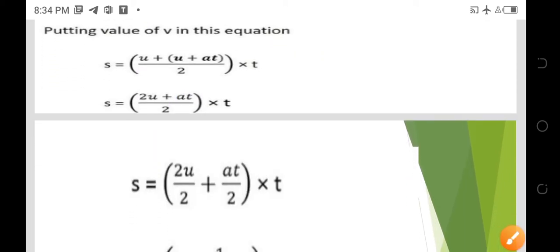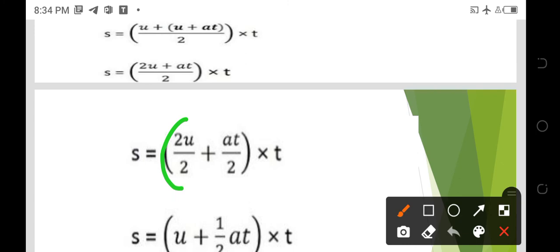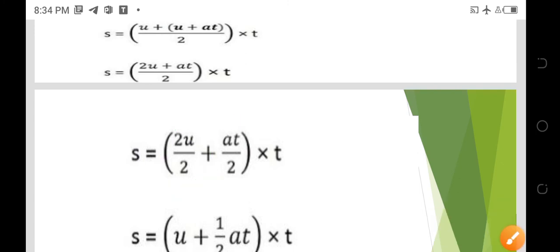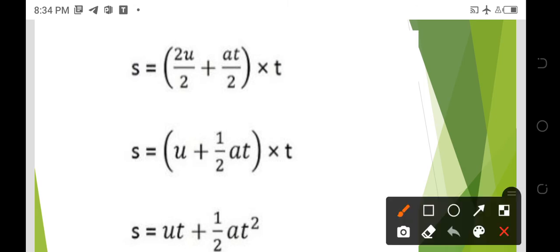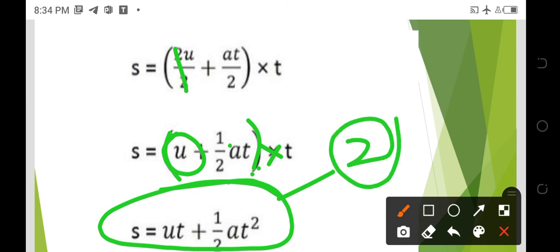And further simplification: 2u by 2 plus at by 2 into t. Now further simplification, 2 will be cancelled, then u plus 1 by 2 into at, whole bracket of t. That means s equal to ut plus 1 by 2 at square, which is equation 2.